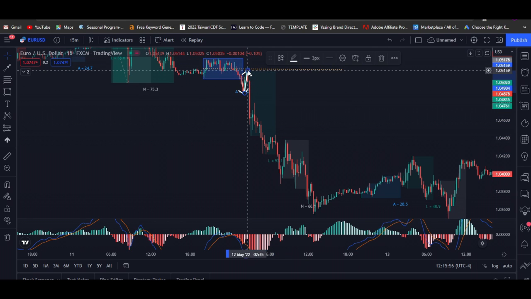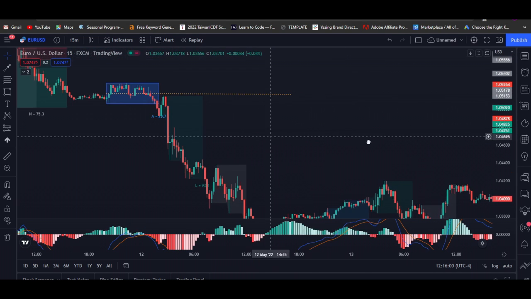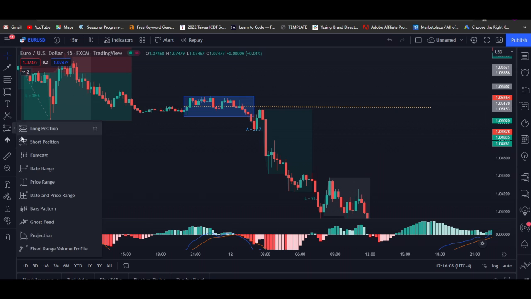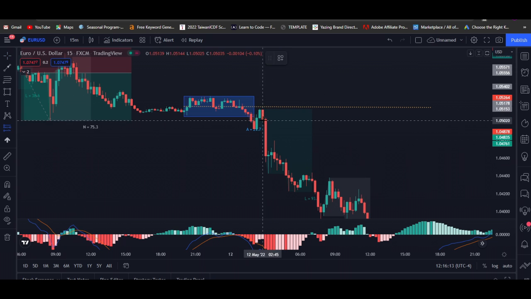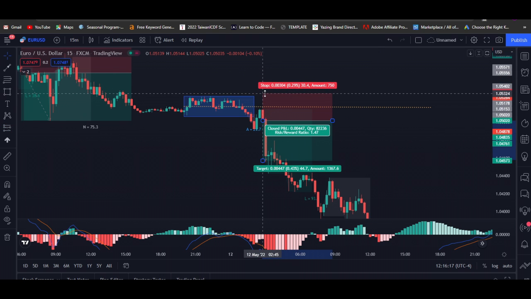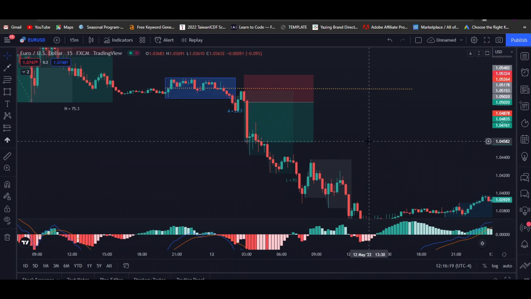So let's get rid of all these arrows. So our entry would have come right after the very first bearish engulfing candlestick right here, after the bounce off of the middle of the Asian session. It's a short. So our entry would have been right here. A 30 pip stop loss.